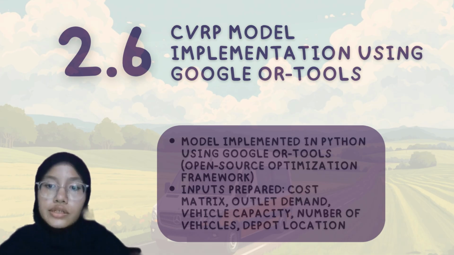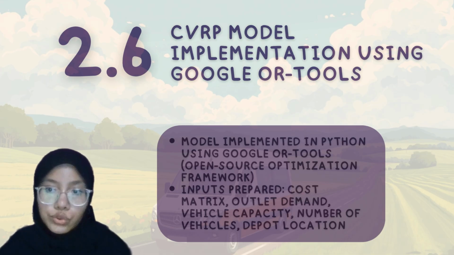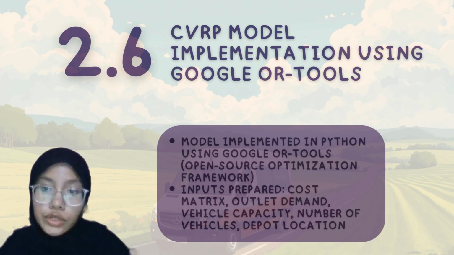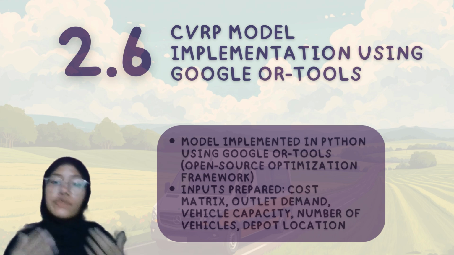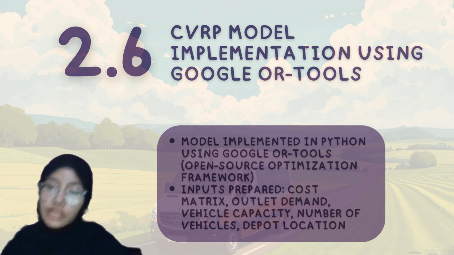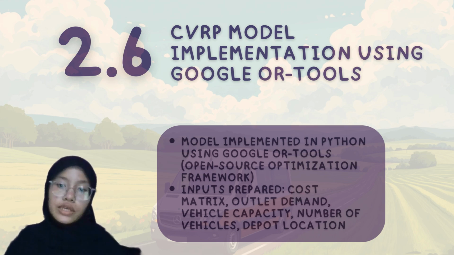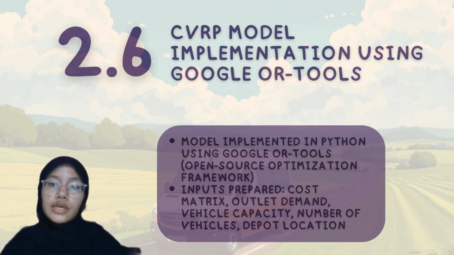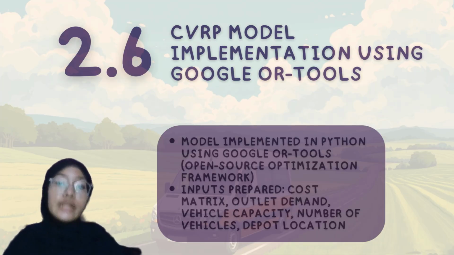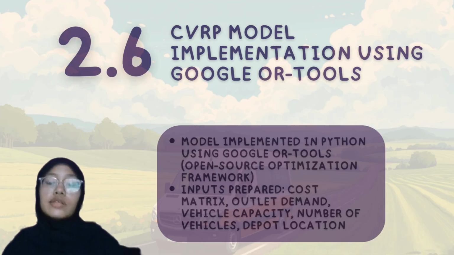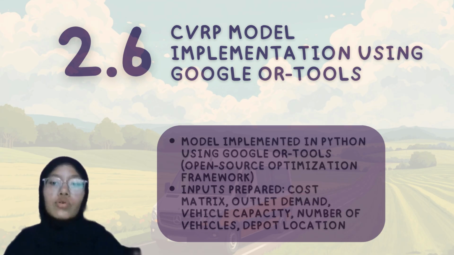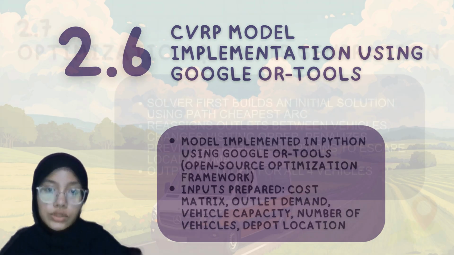We implemented this model in Python using the Google OR tools, an open source optimization framework that provides algorithms for solving various optimization problems, including vehicle routing, flow, graph, linear programming, and constraint programming problems. Hence, in this study, OR tools is utilized to solve the CVRP model by determining the optimal allocation of outlets to vehicles and the sequence of delivery routes.